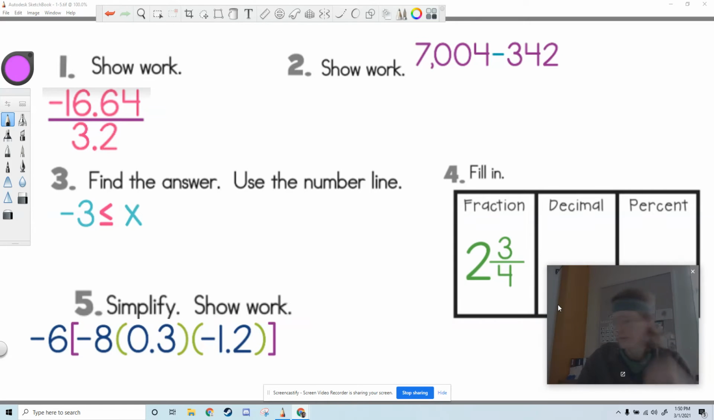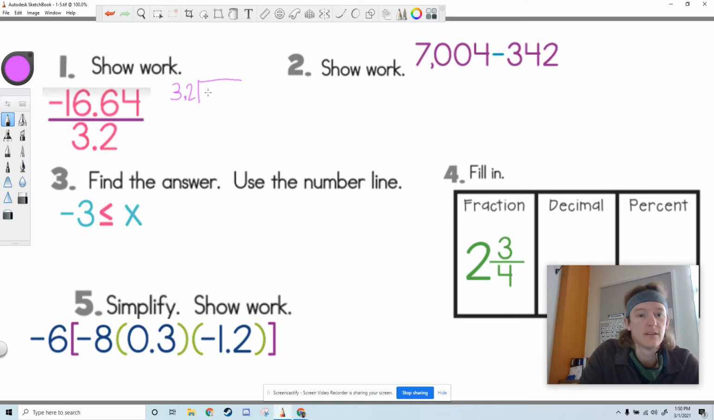Number 1, we need to show our work. We need to divide negative 16.64 by 3.2. So we'll have 3.2 in negative 16.64. So first step is move our decimal.